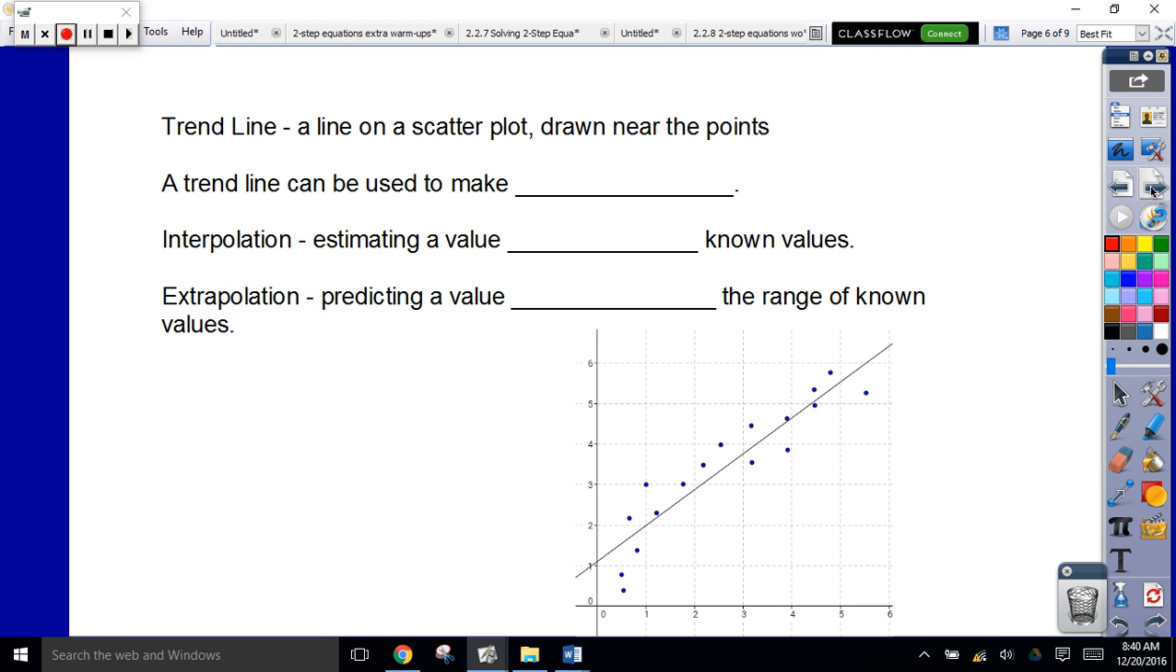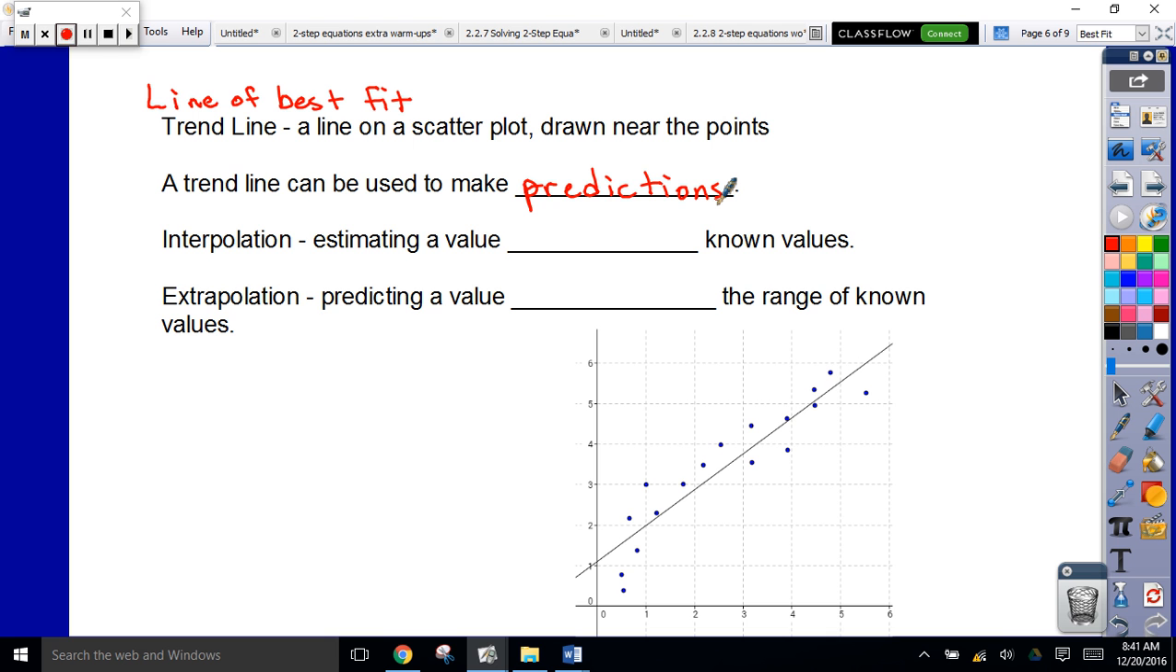Okay, moving on. A trend line is just a line on a scatter plot that's drawn near the points. Sometimes this is also called a line of best fit, which I kind of like that title because it describes what the line does. It's a line that best fits in between all of the points. A trend line is useful because we can use it to make predictions.